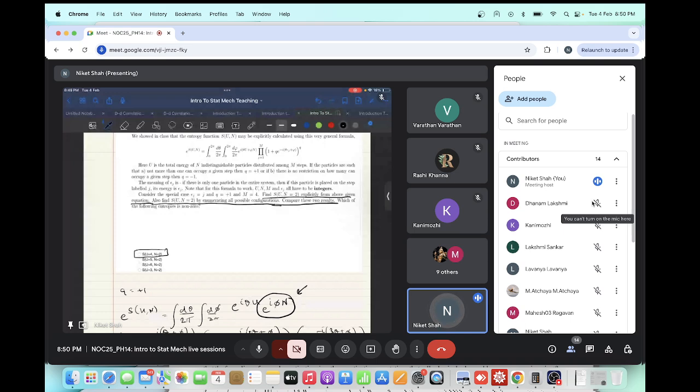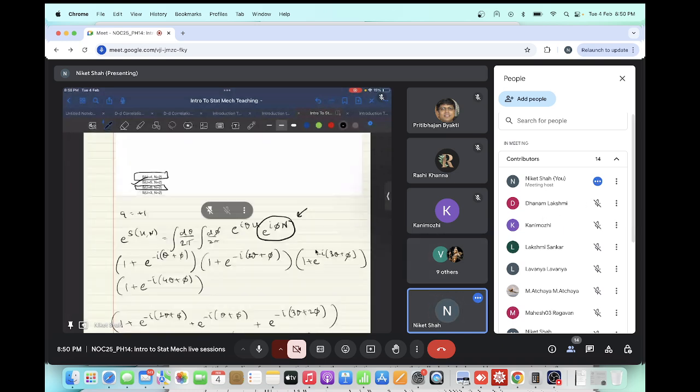Guys, can you see my screen moving or has my screen frozen? Someone please unmute and tell me. It is moving. Okay, because here it's frozen, so I thought that maybe it's frozen. You can see that I have boxed two of the options and I have tick marked one option, right? You can see all of that.